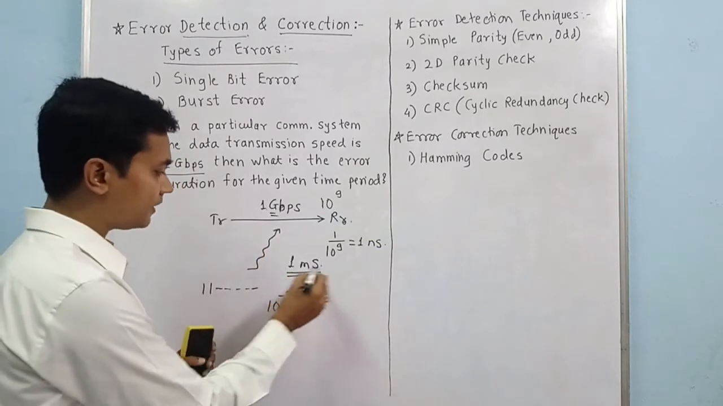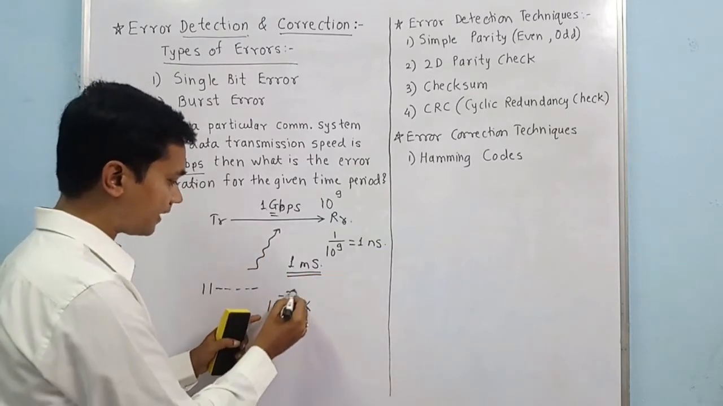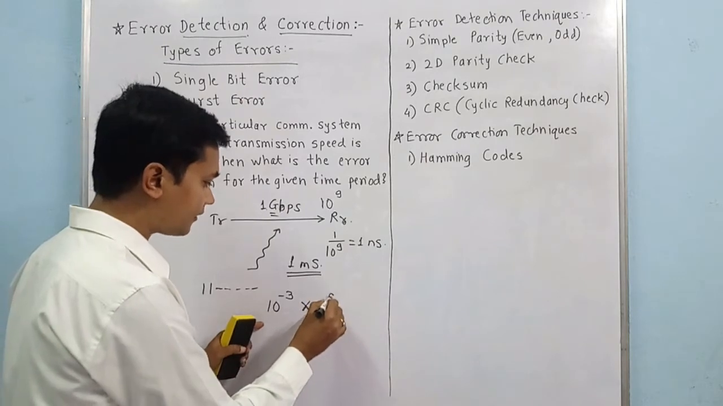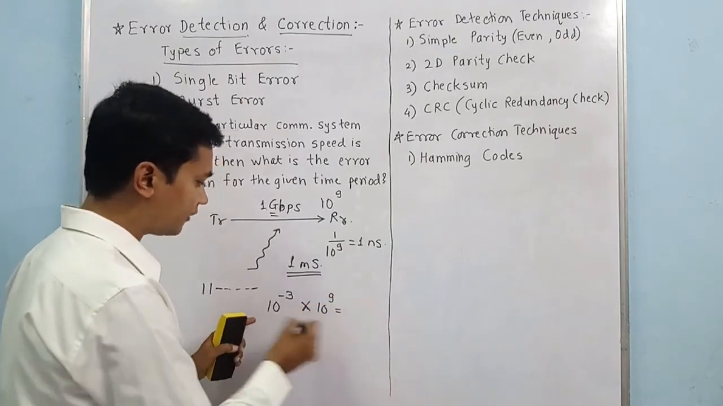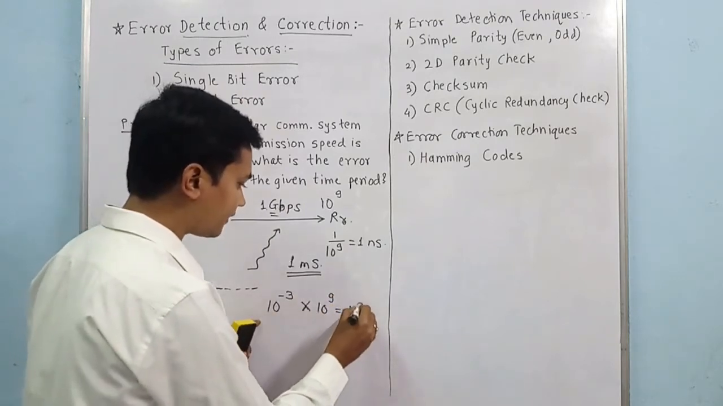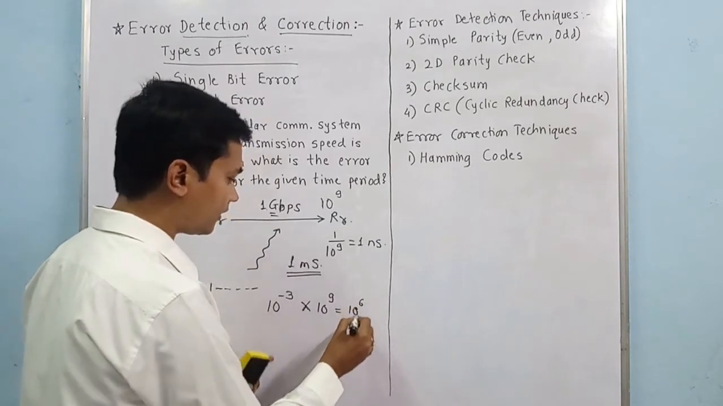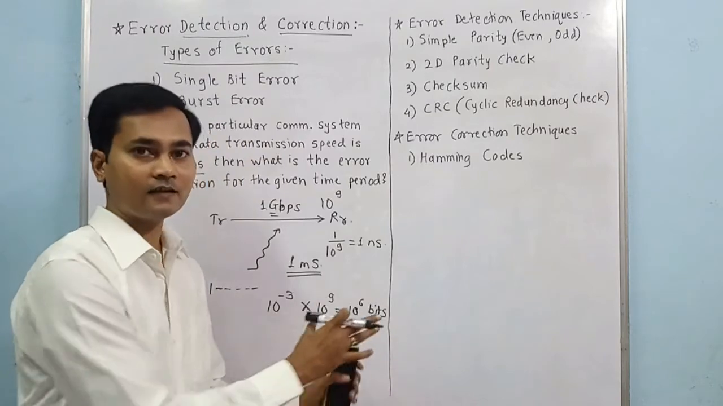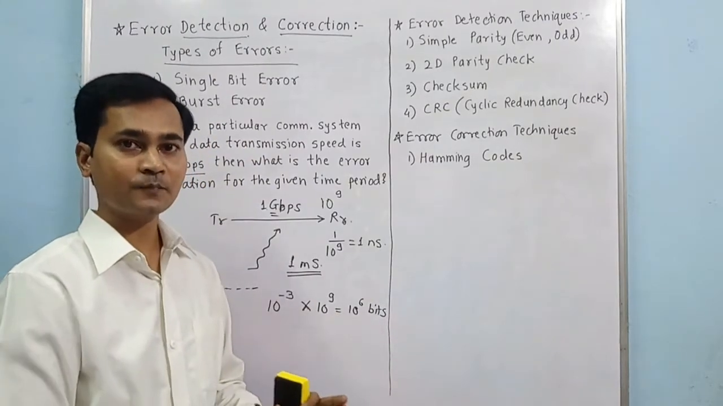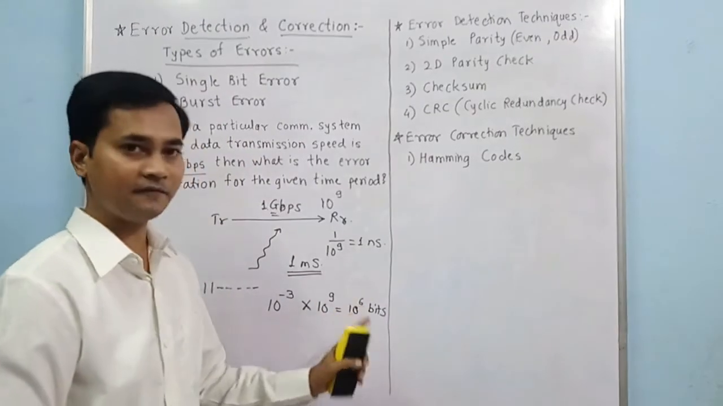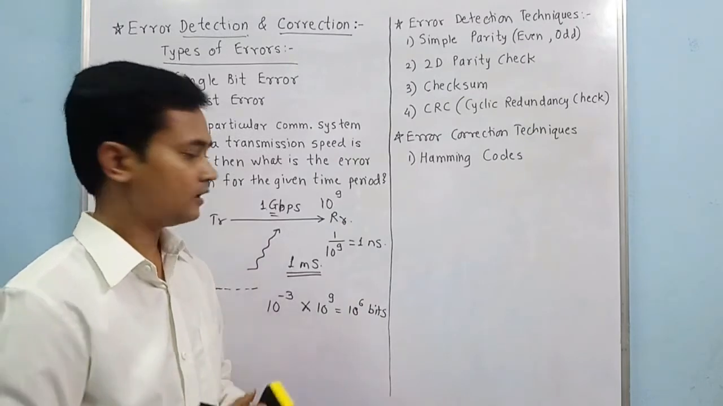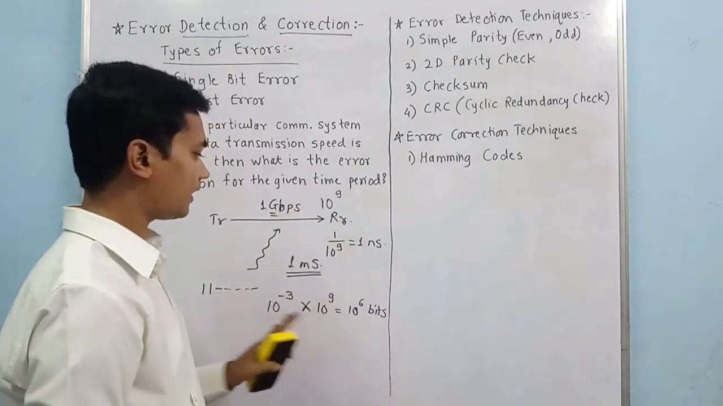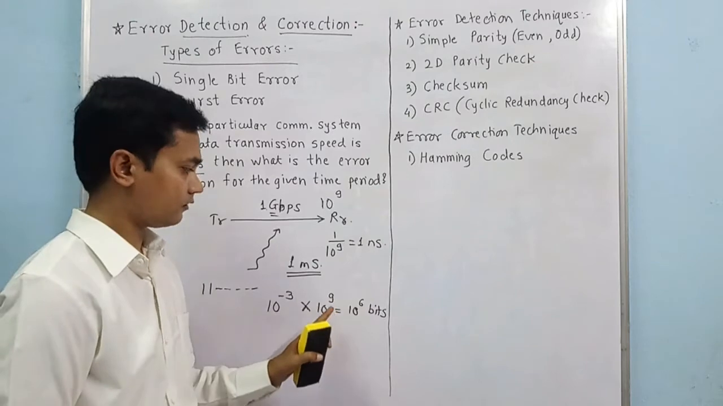Here we have just assumed that the error occurred for 1 millisecond. So 1 millisecond means 10 raised to minus 3 into 10 raised to 9. If you calculate this, you will get 10 raised to 6. So a total of 10 raised to 6 bits are affected by the noise, or these many bits have error. Now this is all about the errors only.